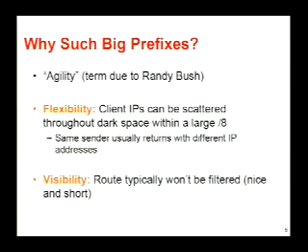Client IPs can be scattered throughout the dark space. The same sender returns with a different IP address. So what Paul Vixie's been singing forever is correct: filter your sources, please. The route typically won't be filtered, because it's a very short prefix. It's a very important prefix. Low damping on the /8s. Remember, all the things /8s make an ideal spam source.